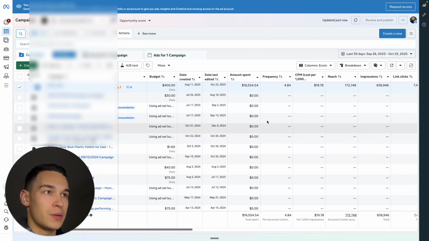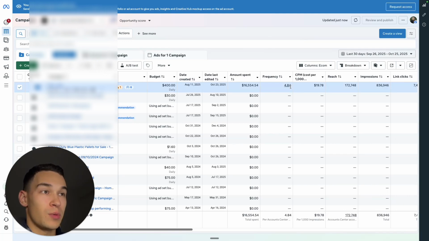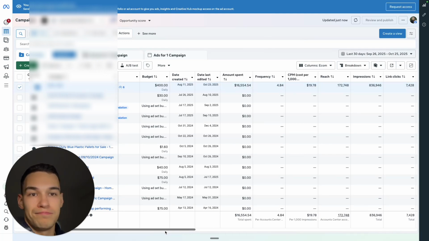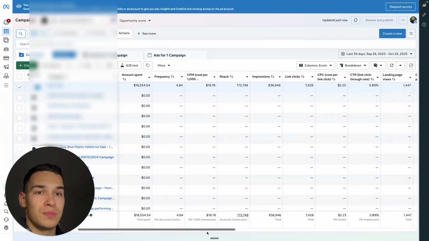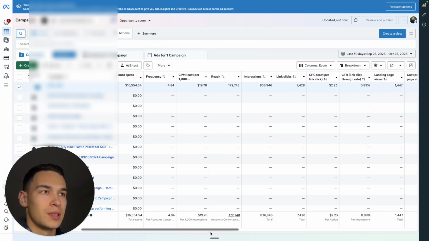16.5k spent. The frequency is 4.8, which is quite high, I would say. The CPM on average is $20, which is good. I would say it's normal. The frequency, I would say, is too high, honestly. So let's take a look.